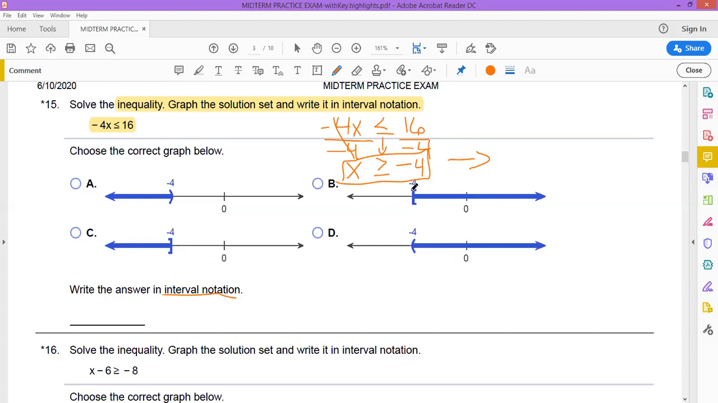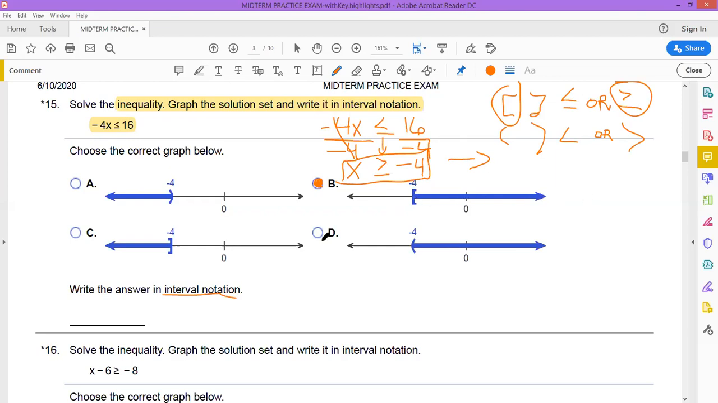Now we need to determine whether we should use the bracket or the parentheses. Remember, you use the brackets whenever your symbol is less than or equal to or greater than or equal to. And then you use parentheses when you have less than or greater than by themselves. In our case, we have greater than or equal to, so we should be using the bracket. All right, so that leaves answer B as the correct graph. We got a bracket at -4 and we're shading to the right.